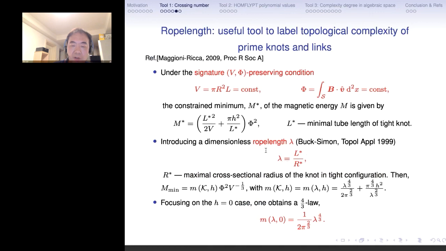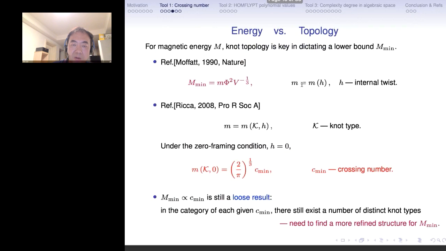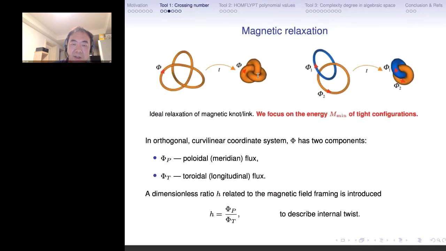So we just focus on this tight state and compute the energy of that. Here I just delete some details, but cite the major main results here. That is, the magnetic energy is proportional to lambda to this power. Then we can list out the tight state magnetic energy for different knots and links.